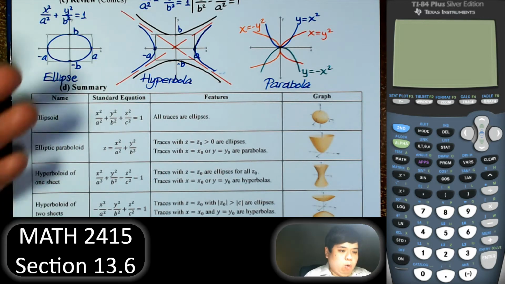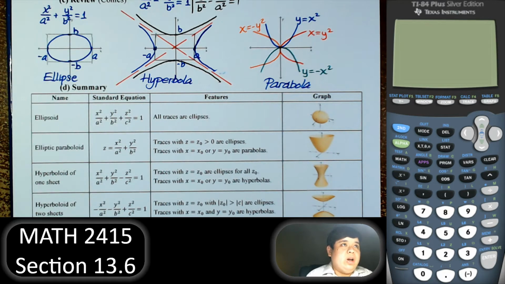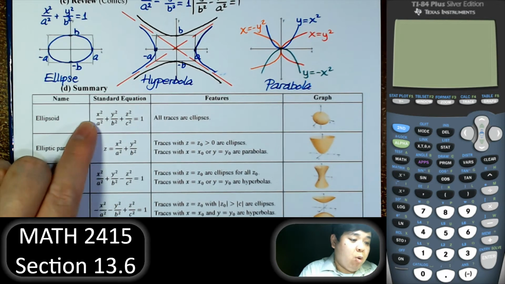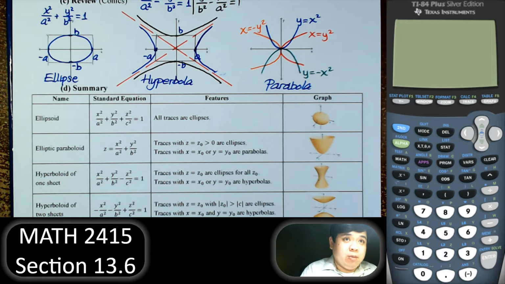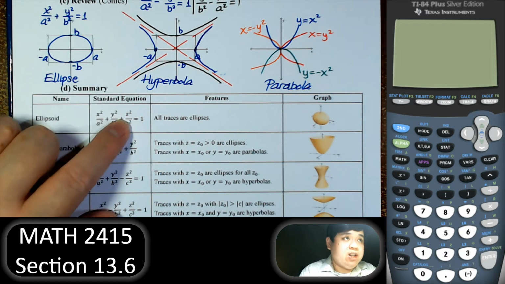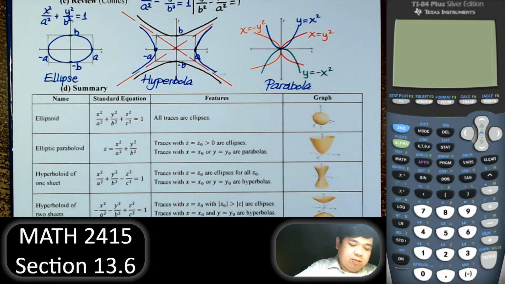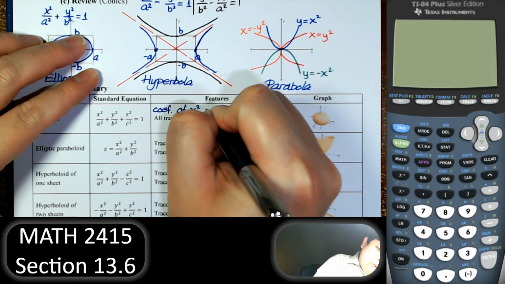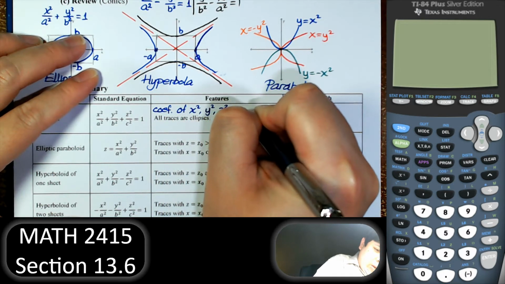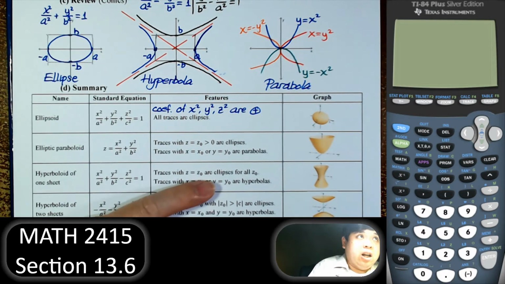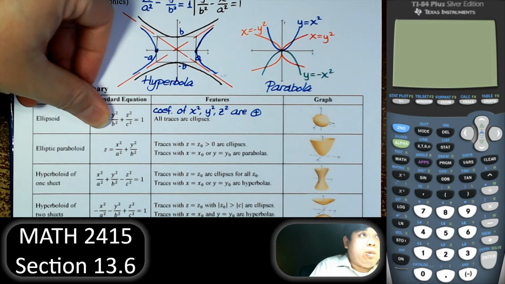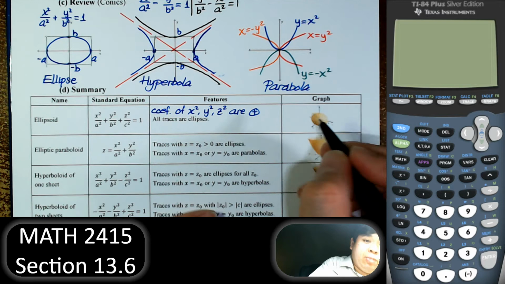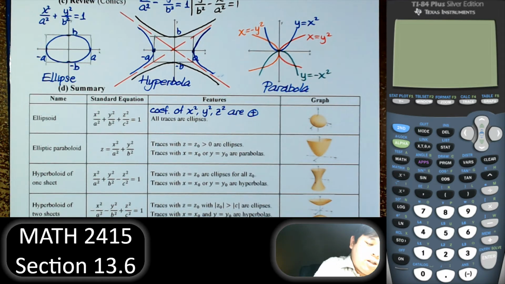Right. And then we'll go over to the graph of all of this. So ellipsoids, the characteristic here is that the coefficients of x squared, y squared, and z squared are all positive. In that case, we have an ellipsoid, meaning that when we take any two of them, it will be an ellipse. Therefore, we name it an ellipsoid. So all three terms will be plus.